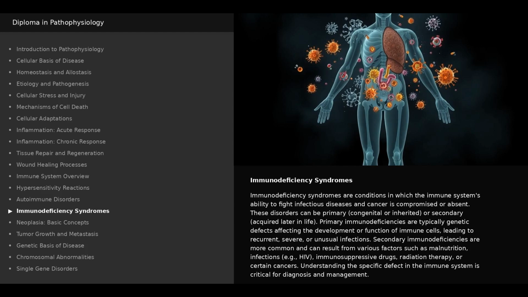Primary immunodeficiencies are typically genetic defects affecting the development or function of immune cells, leading to recurrent, severe, or unusual infections. Secondary immunodeficiencies are more common and can result from various factors such as malnutrition, infections, for example HIV, immunosuppressive drugs, radiation therapy, or certain cancers. Understanding the specific defect in the immune system is critical for diagnosis and management.